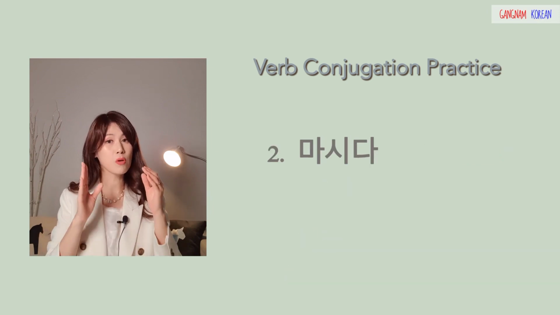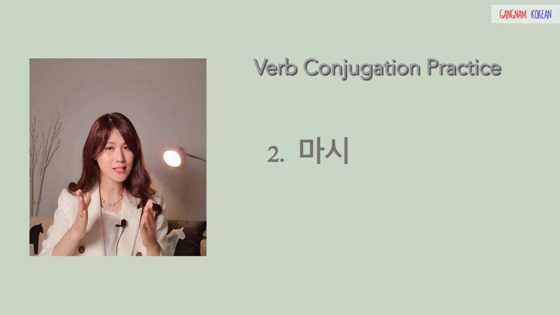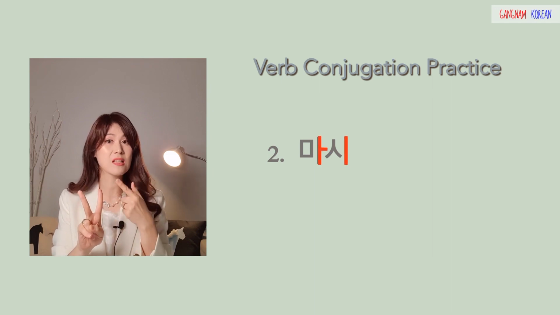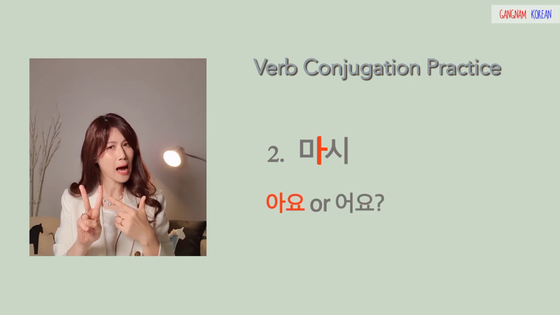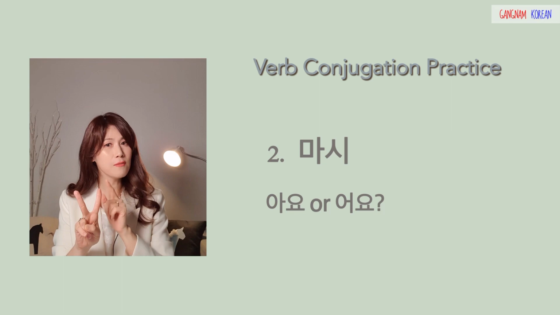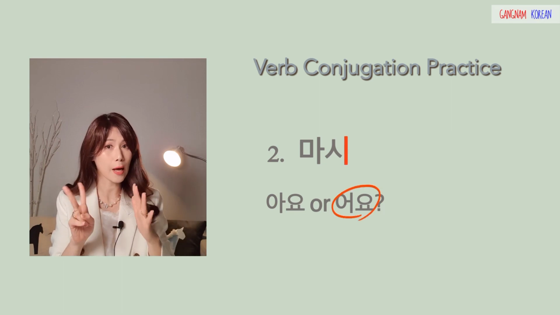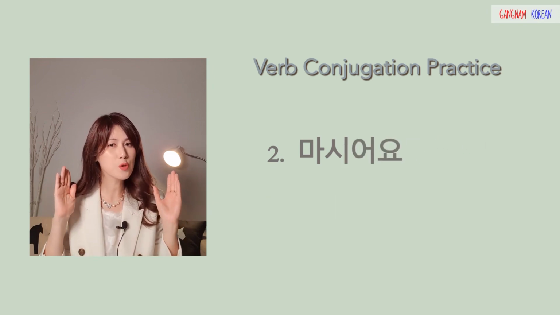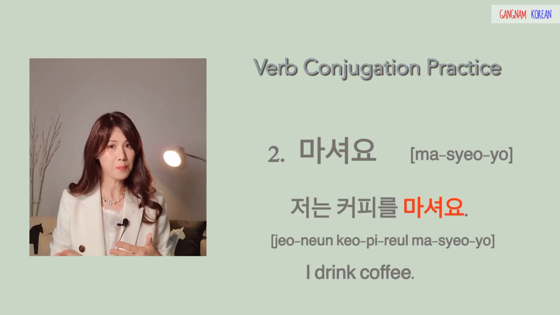Number 2, 마시다. To drink. You remove the 다. What's left? The verb stem, 마시. There are 2 syllables. 마 has a, but 시 has i. So which one do you need? 아요 or 어요? If it's a, it's 아요. But the final vowel, which is i, is what you need to focus on. So you put 어요, not 아요. So 마시어요. But most people just shorten it to 마셔요. 저는 커피를 마셔요. I drink coffee.